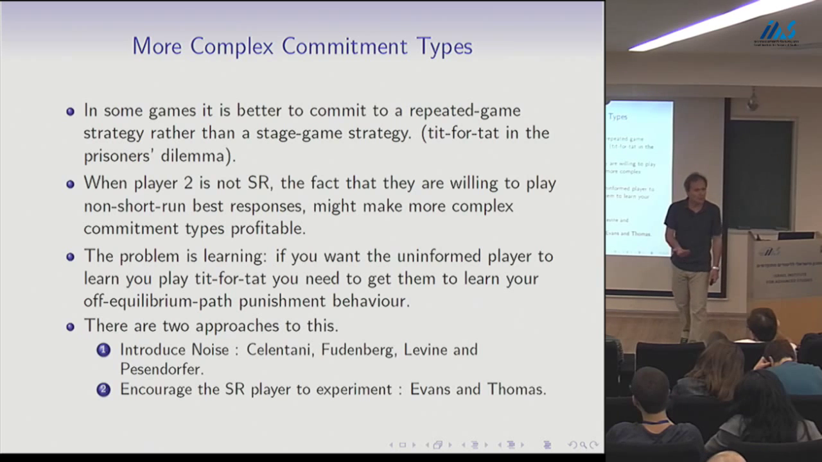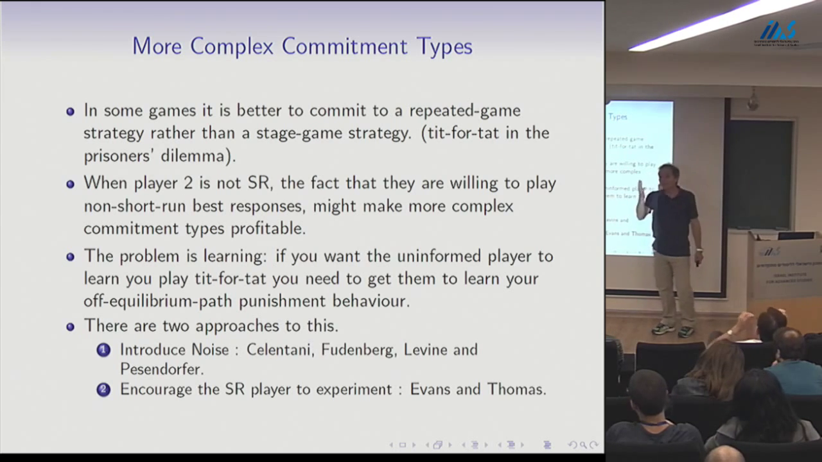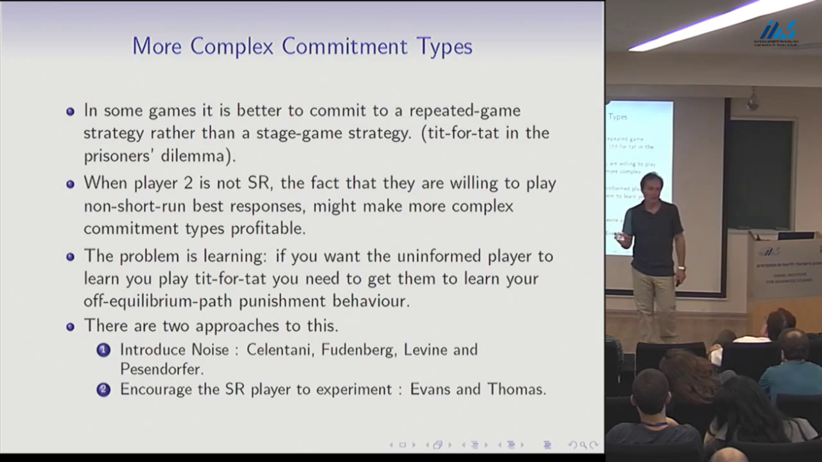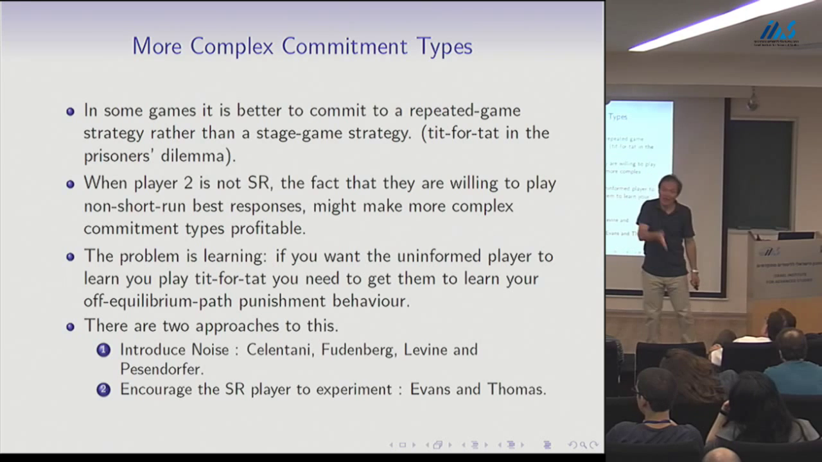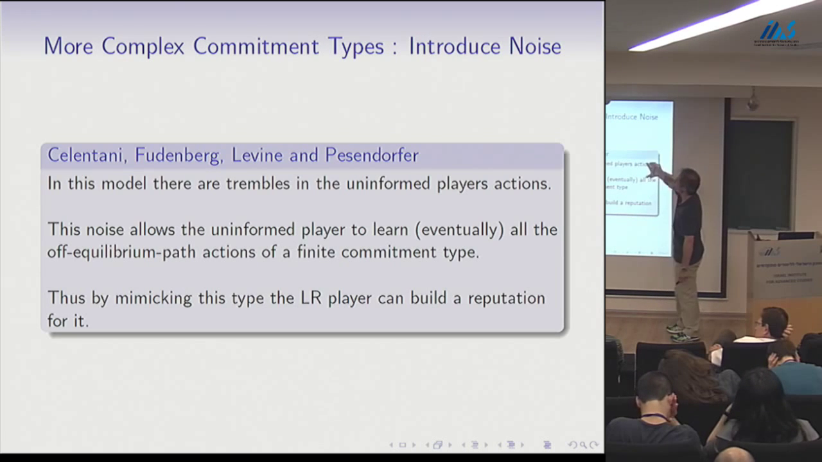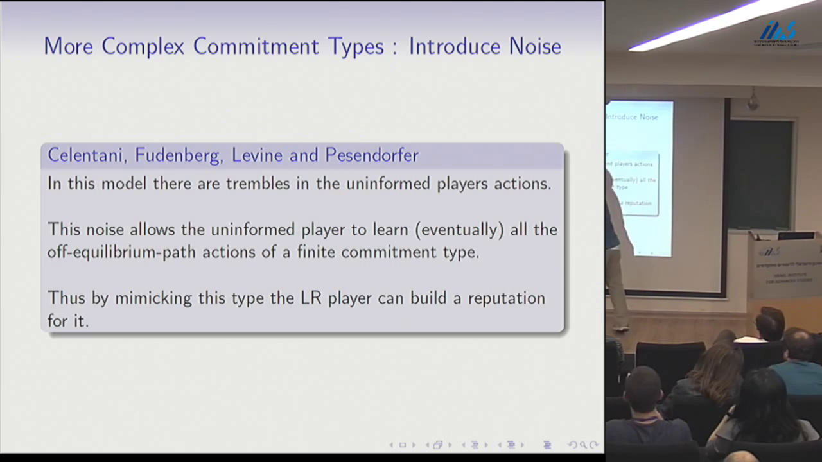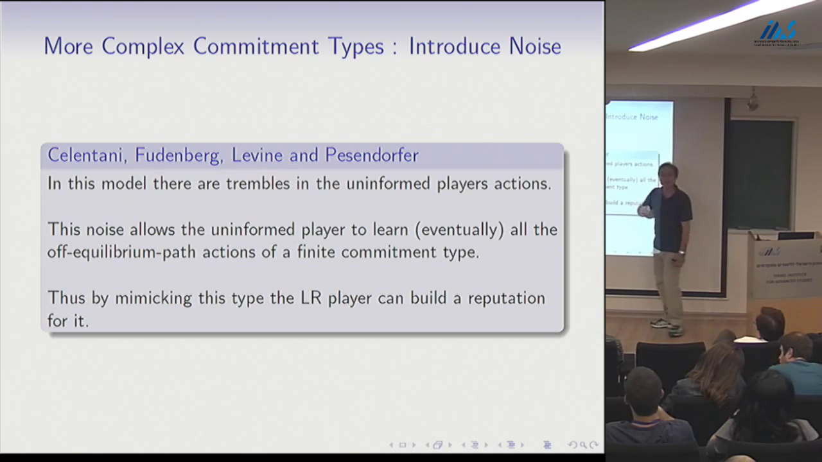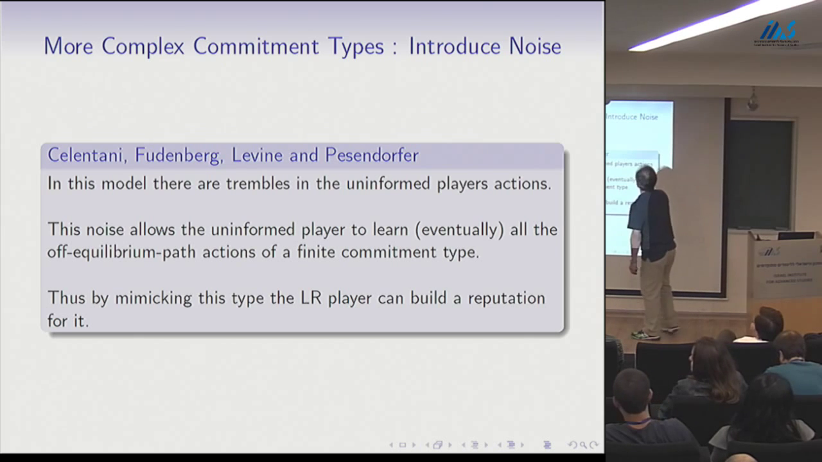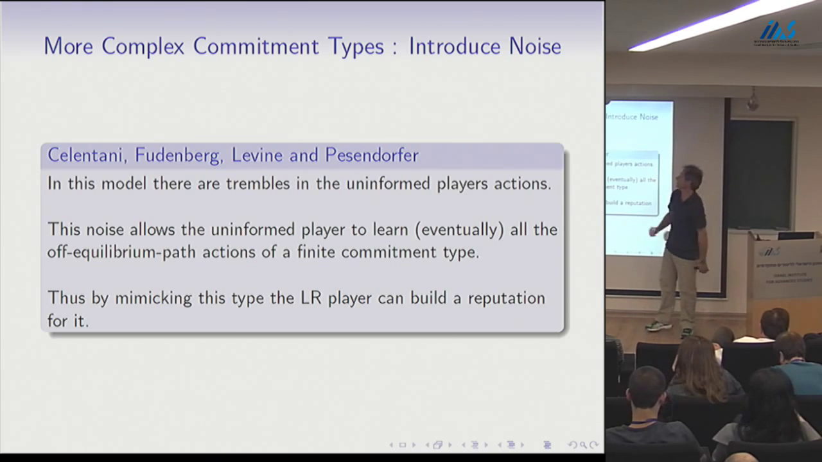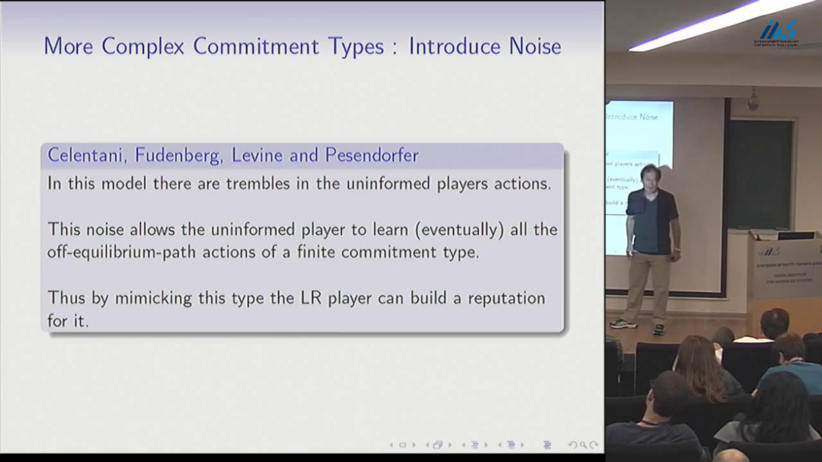Second observation, a much stronger observation, comes from Evans and Thomas. They made the point that if you chose this hidden commitment type very, very carefully, you can choose it in a way that it educates the uninformed player. It gives the uninformed player incentives to learn about off-equilibrium path behavior. So, okay, there's Celentani, Fudenberg, Levine, and Pesendorfer. With those four authors, it ought to be a good paper, right? So as I said before, there are trembles in the uninformed player's behavior. This allows the uninformed player to learn all the behaviors, even off-equilibrium path behaviors of the commitment actions, and thereby we can use the usual reputation argument.